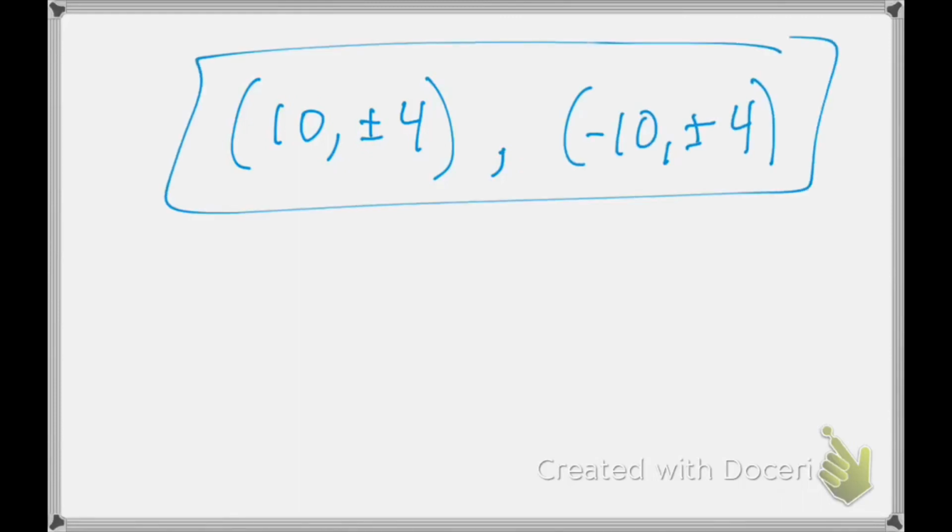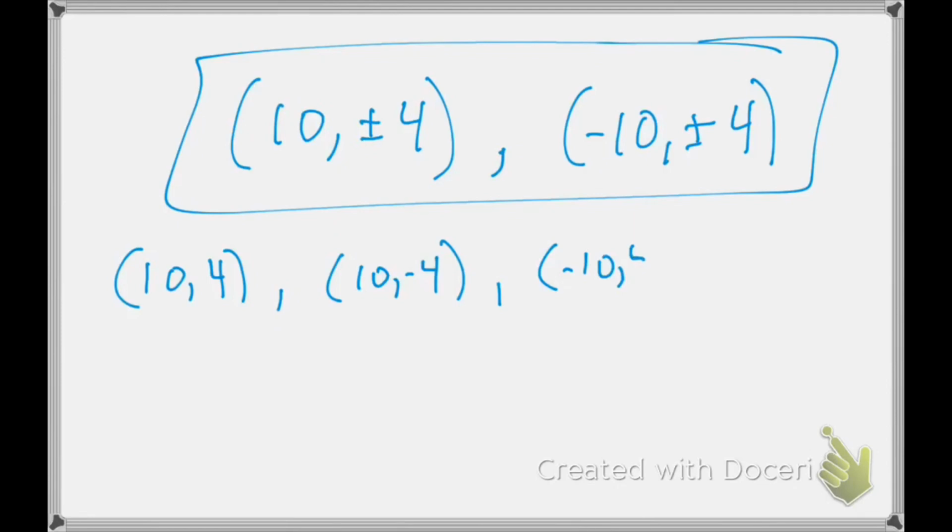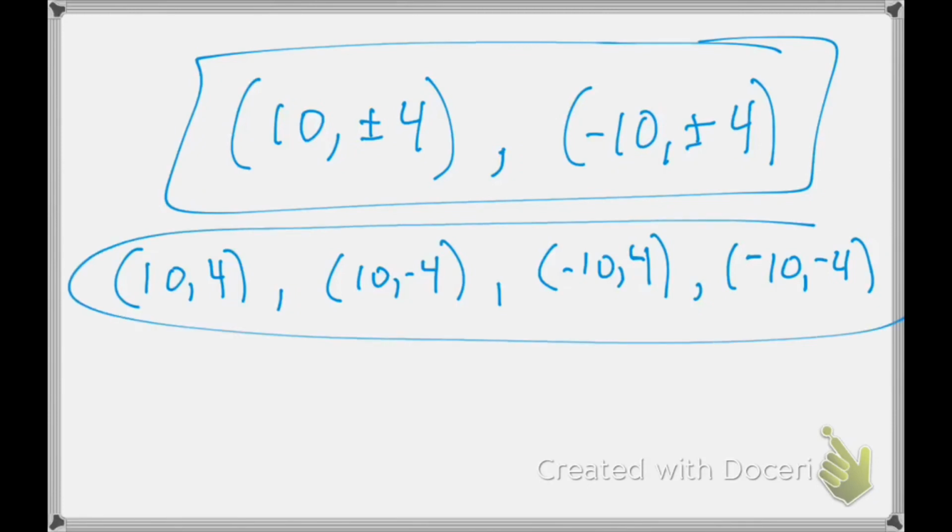That's my answer. And the amount of solutions I have, if I were to write these out individually, here's my first one, second one, third one. I have a total of 4 solutions right here. But this is okay. You can write it like this. Now let's do one more. We'll be done.